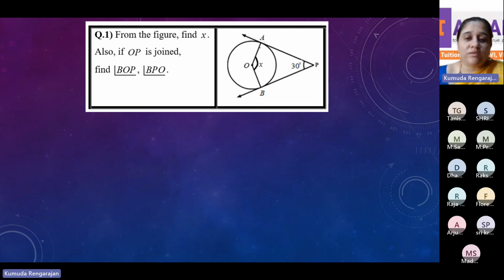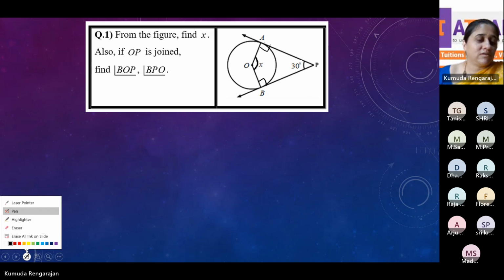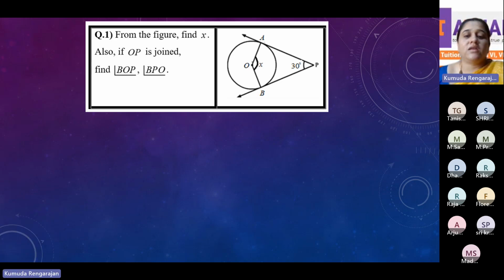If you mark 90 here, 90 here, and then you calculate all that, it's going to take a little longer, maybe 10 seconds, 20 seconds extra. But that also matters in an exam. When you look at a figure like this, straight away, x is 150. Next. It's like that.